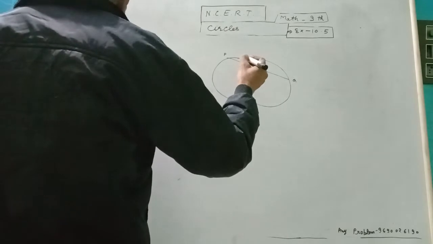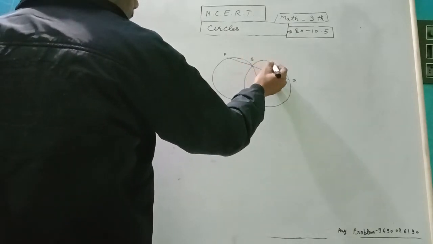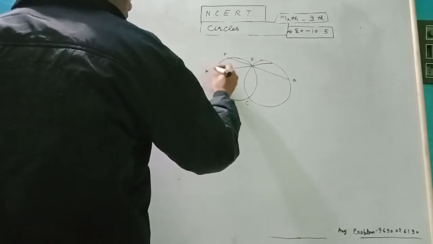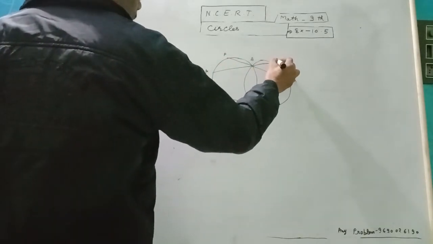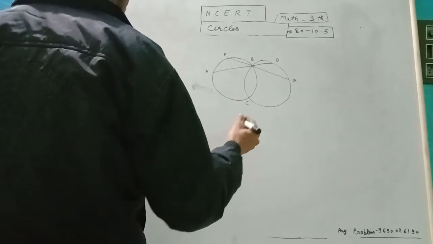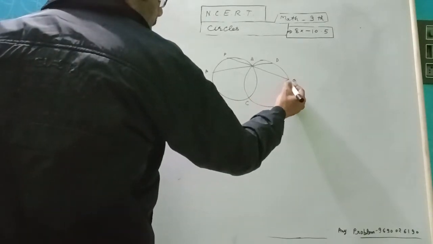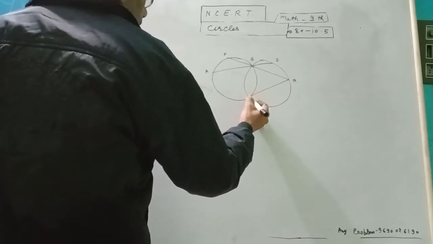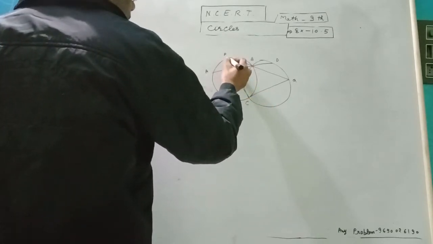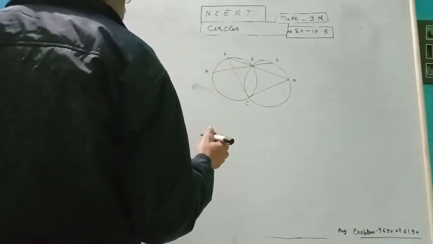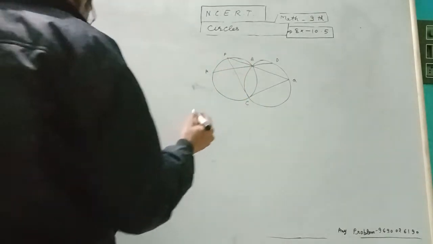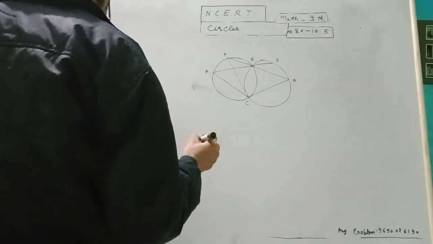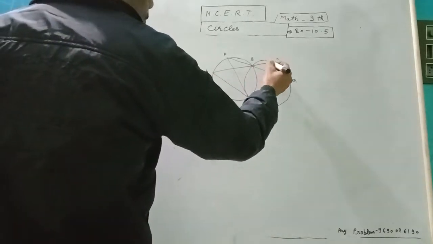and BDA, that is point D, and join C to Q and C to P, and A to C, C to D.